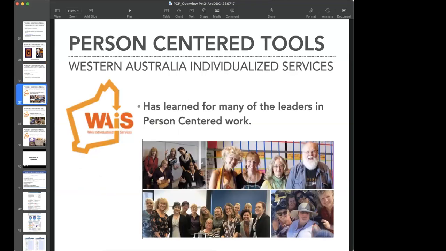I just want to do a little bit of a shout out, because one of the things that continues to emerge for me, both in thinking about my friends in Australia at Western Australian Individualized Services, but also Charting the Life Course, is that they have taken what they have learned and continue to develop ways to think about the work and ways to make it accessible to their particular sector. Australia has really been thinking about what good person-centered planning looks like from the beginning.